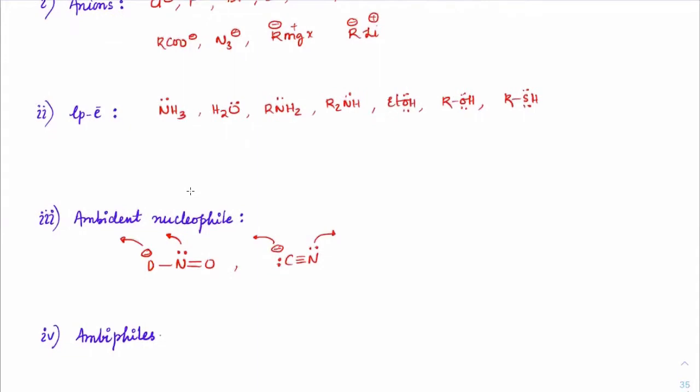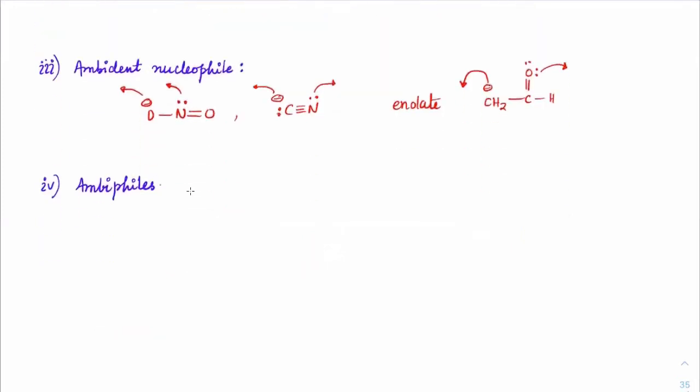Okay. So another example is enolate ions. Enolate ion, as in we have CH2 minus with C double bond O. These kinds of ions where carbon can donate electrons or oxygen's lone pair can also be donated as nucleophiles. Okay, these are called ambidentate nucleophiles.